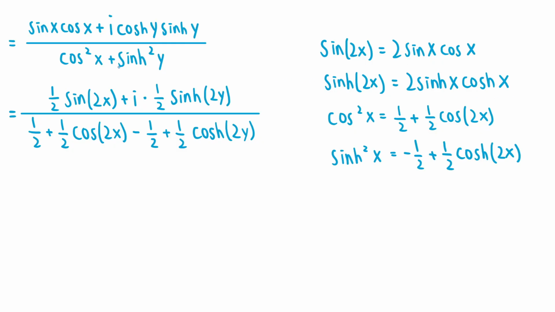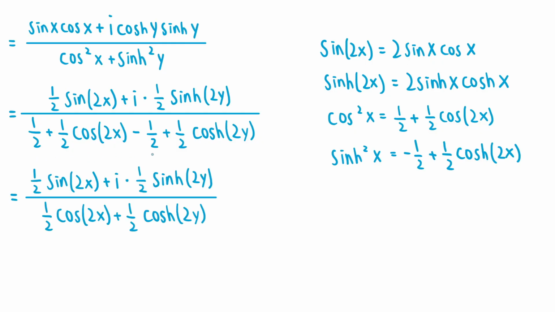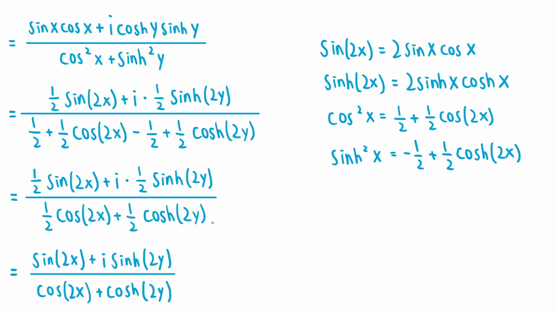In the denominator, we can rewrite cosine squared x as 1/2 plus 1/2 cosine 2x using the power-reducing formula for cosine, and we can rewrite sinh squared y as negative 1/2 plus 1/2 cosh 2y using another hyperbolic identity. The 1/2 and negative 1/2 in the denominator cancel out, so the denominator just becomes 1/2 cosine 2x plus 1/2 cosh 2y. If we multiply both the numerator and denominator by 2, the expression simplifies to sine 2x plus i sinh 2y over cosine 2x plus cosh 2y.